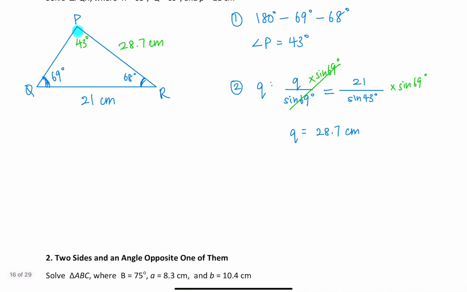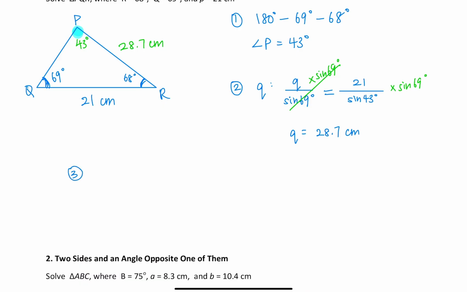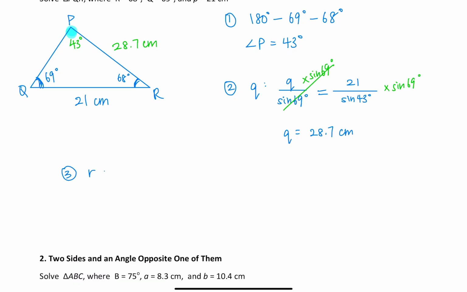Okay, let's take a look at the third one. So lastly, we're just missing little r. So same thing, let's set up the proportion. So little r over sine of big R, which is 68, is equal to, let's use what we were given. So let's use little p again. So 21 over sine of 43 degrees. And again, we'll multiply both sides by sine of 68. And you'll get R is equal to 28.5 centimeters.